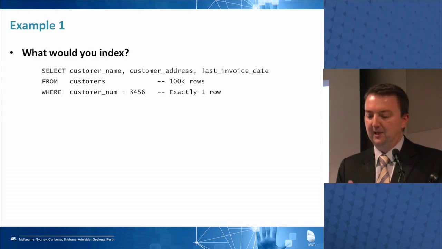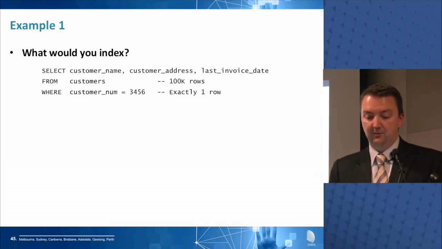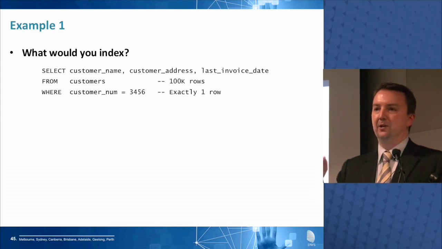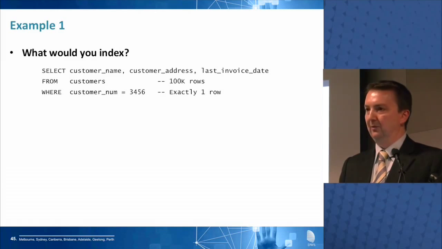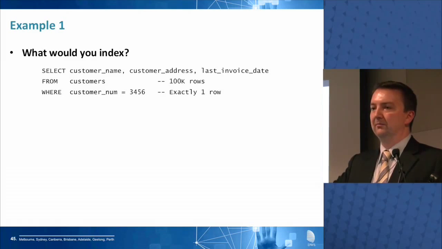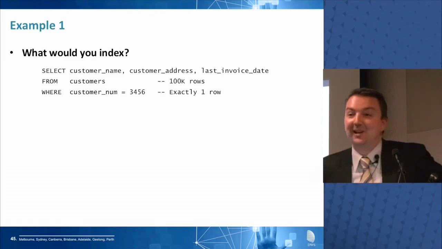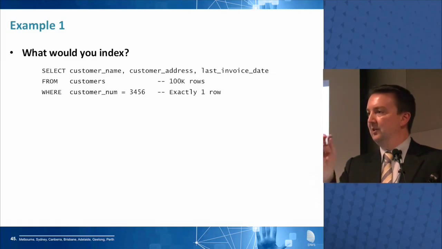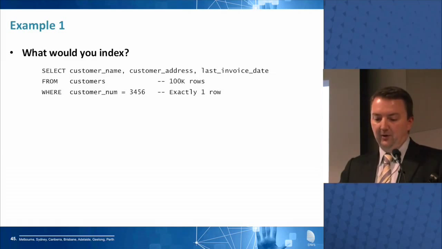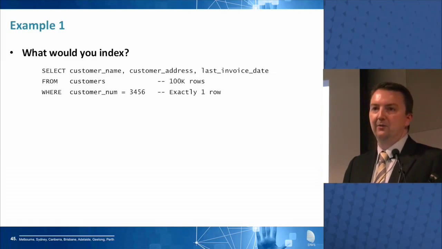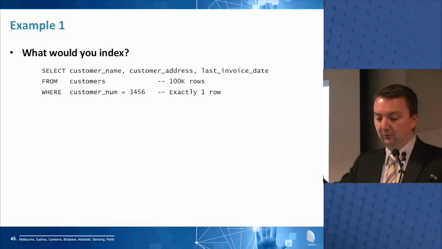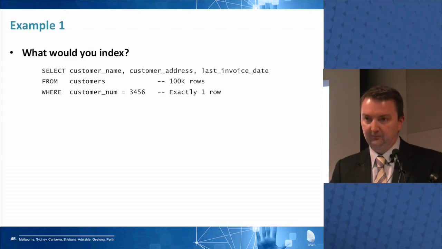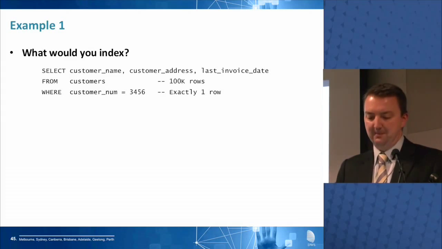So we're selecting customer name, customer address, last invoice date from customers, where customer number is 3456. It's exactly one row. So customer number is unique in this table. What's a good index? Yell it out. Customer number, yes, beautiful. If I had an index on customer number, I'd go straight to that row in the index, straight to the row in the table. From that row in the table, I'd read my customer name, customer address, last invoice date, and I'm all done. I don't have to read the 100,000 rows in the table. So customer number, good index. Anyone disagree? No, fantastic.